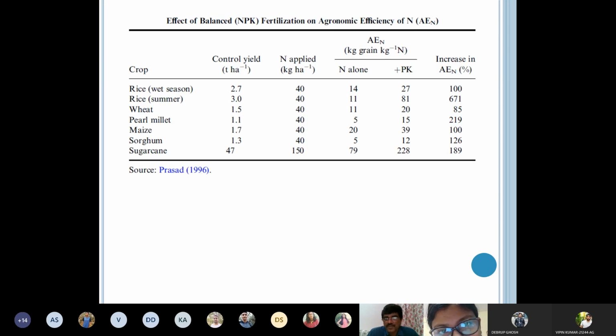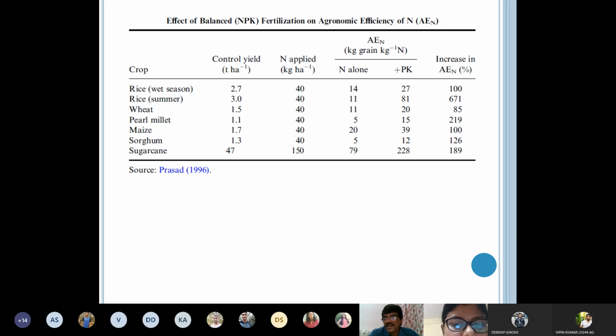Now you can see about balanced fertilization from these tables. Column number 1 are different crops. Number 2 is control, means yield without NPK. No fertilizer was added. And then next column, amount of nitrogen applied, 40, 40, 40, last 150 for sugarcane. And then if you apply nitrogen alone, you get agronomic efficiency 14, 11, 11.